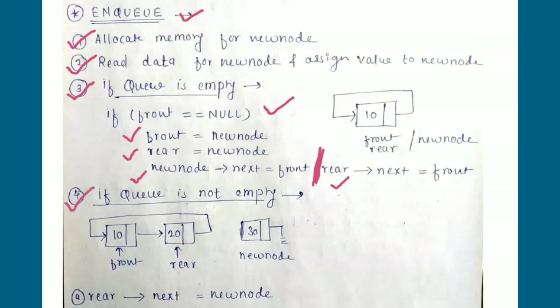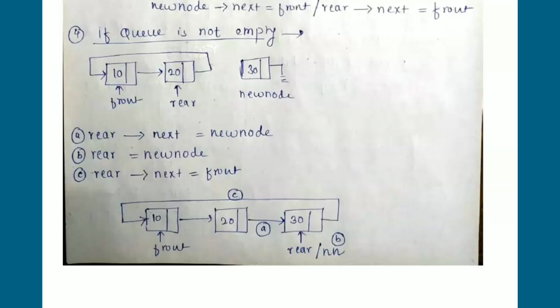Now we will check the second case. The second case is when your queue is not empty. You can see here you have the circular queue with elements 10 and 20. I want to insert this new node 30 into my circular queue. So I will add this new node at the end of my circular queue. That means I am adding after the rear end. For that I need to make the statement rear next equal to new node.